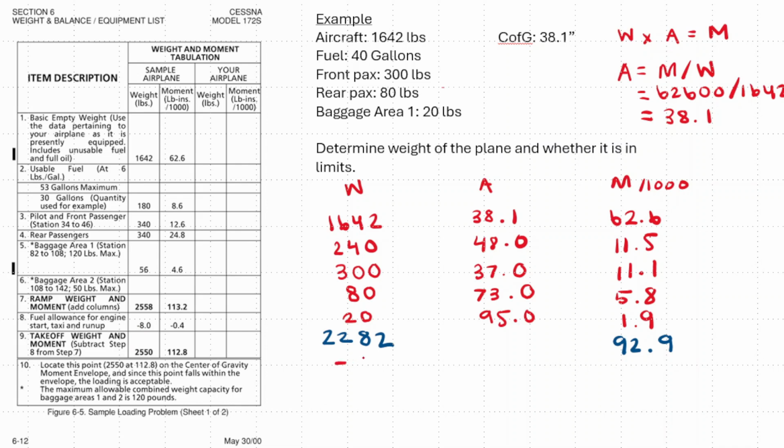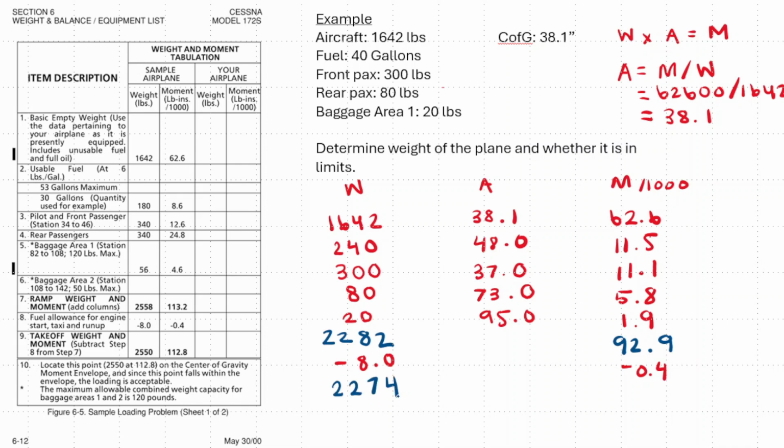Okay, so we'll copy that. You can just copy it because this is literally from the POH of the 172 and you're flying the 172. So the number is most likely going to be the same. And then we just want to subtract 0.4 from here. So now we can find our takeoff weight and moment.